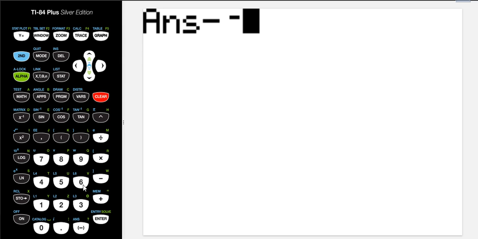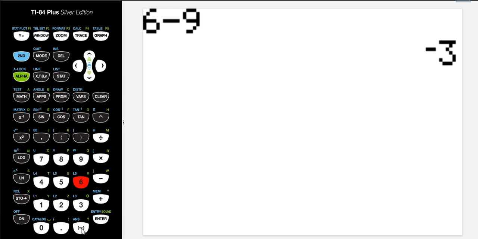For example, if I did 6 minus 9, the answer should be -3. But if I did 6 negative 9, it doesn't have an operator, so it's going to automatically assume possibly multiplication, but more importantly, it's going to give you this error.